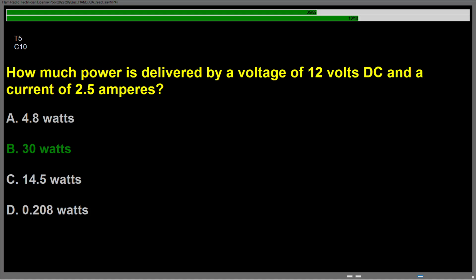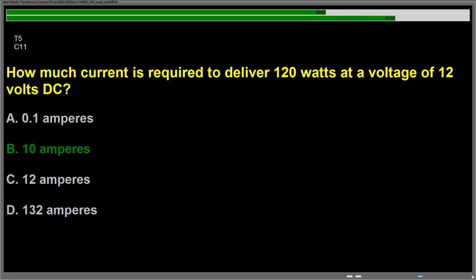Question Charlie 10, how much power is delivered by a voltage of 12 volts DC and a current of 2.5 amperes? Answer is B. 30 watts. Question Charlie 11, how much current is required to deliver 120 watts at a voltage of 12 volts DC? Answer is B. 10 amperes.